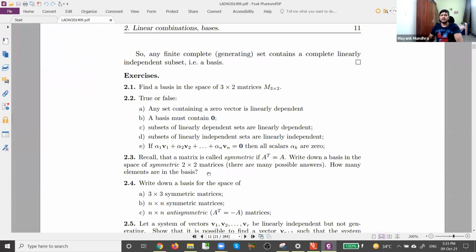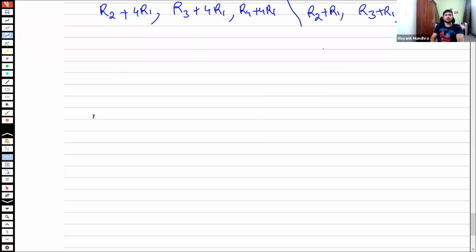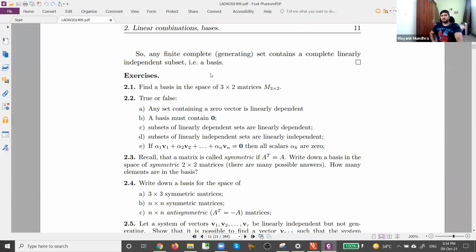Okay, find a basis in the space of 3 cross 2 matrices M3 cross 2. So in the space of 3 cross 2 matrices, I have to find a basis. 3 cross 2 matrices are matrices with the 3 rows and 2 columns. So A1, 1, A1, 2, A2, 1, A2, 2, A3, 1, A3, 2. So these are matrices M3, 2. So I have to find a basis in this space.